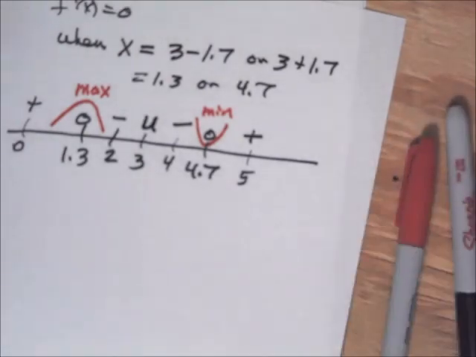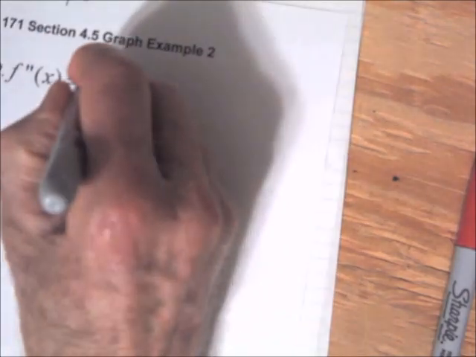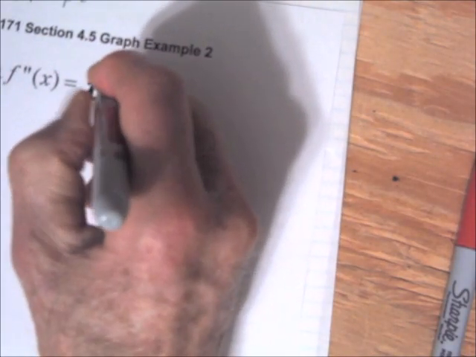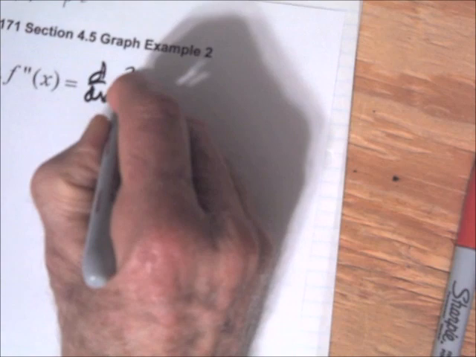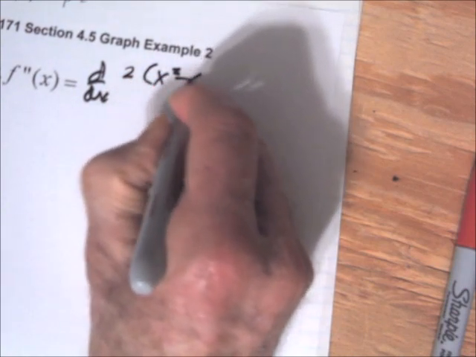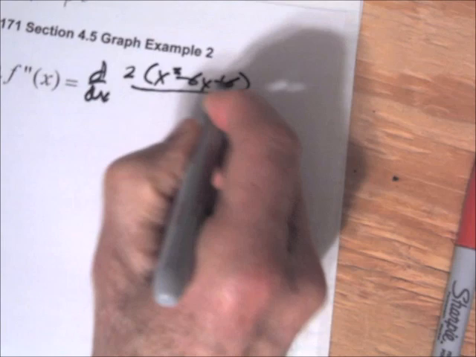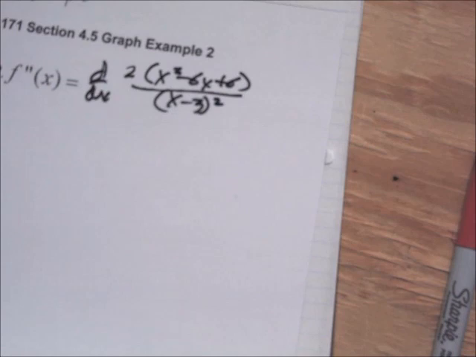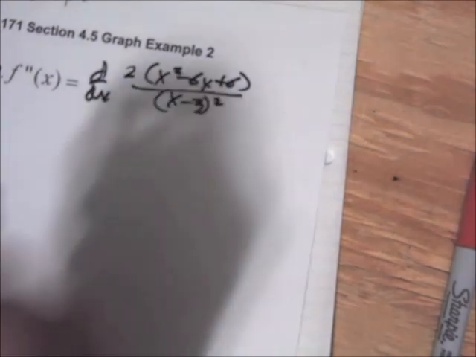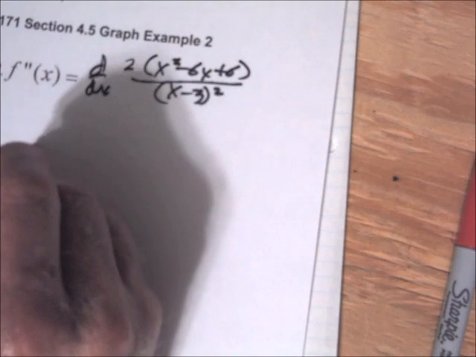Okay, so let's then take the second derivative, the derivative of the derivative. So f double prime is going to be the derivative with respect to x of the first derivative, which is 2x squared minus 6x plus 6 over (x minus 3) quantity squared. And we can use the quotient rule again. So we'll have (x minus 3) to the 4th power in the bottom.